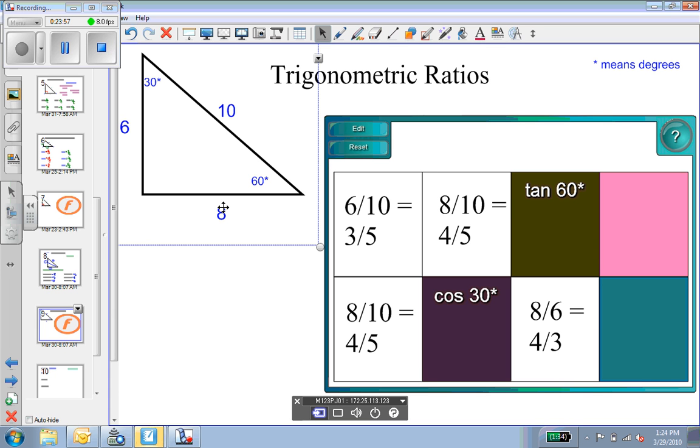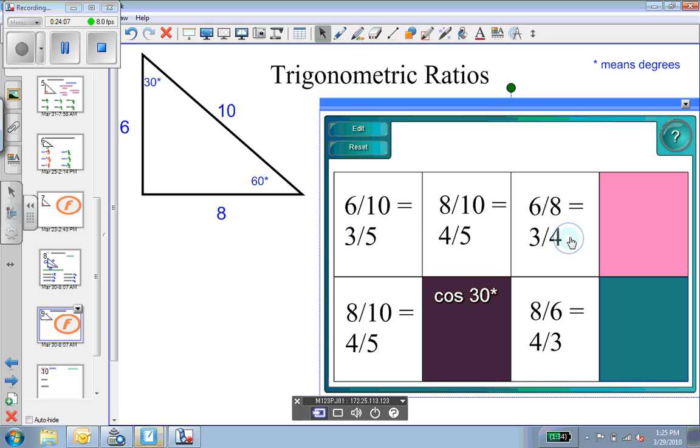Tangent of 60 degrees. Ava? 3/4. Is she right? Yes. See what the board says. And who wants to do cosine of 30? Go ahead. Oh, yeah, 3/4 is correct. Kevin? Yes. Okay, is he right? Is cosine of 30 3/5? Yes.